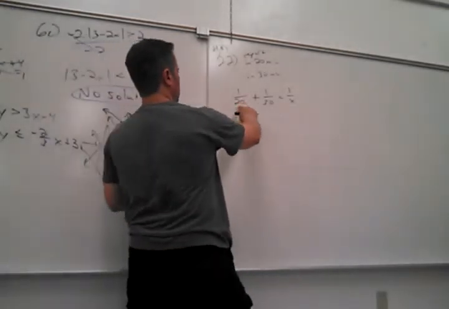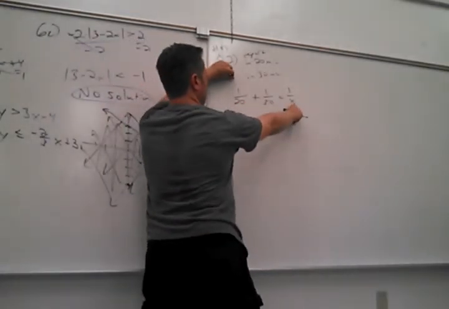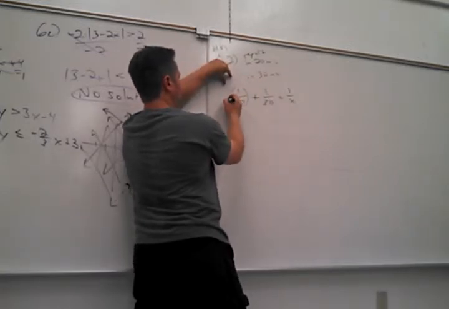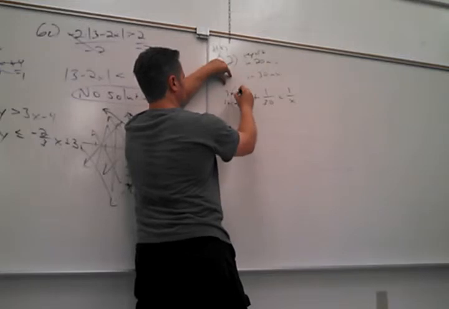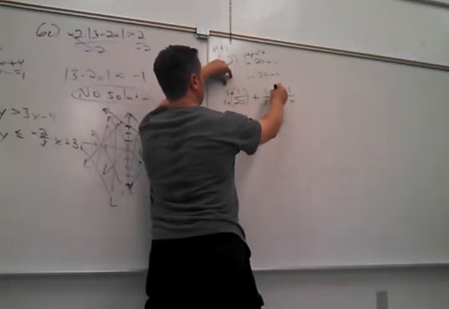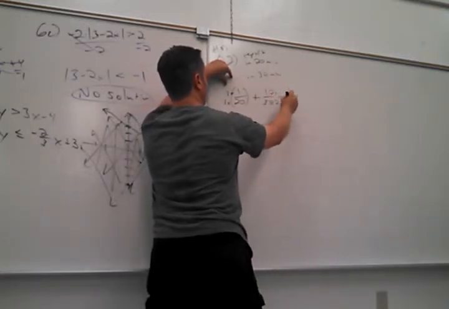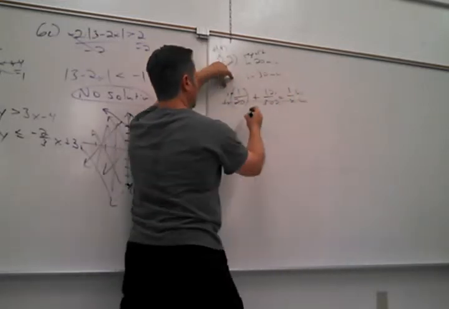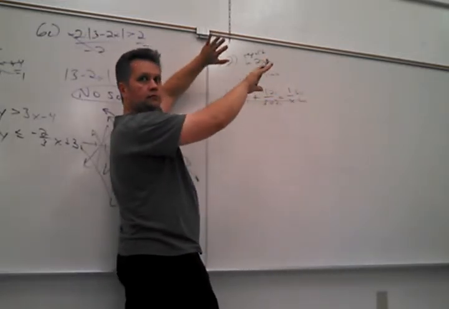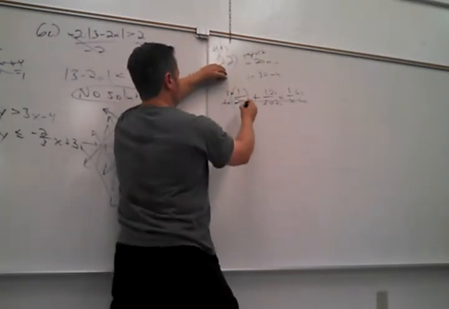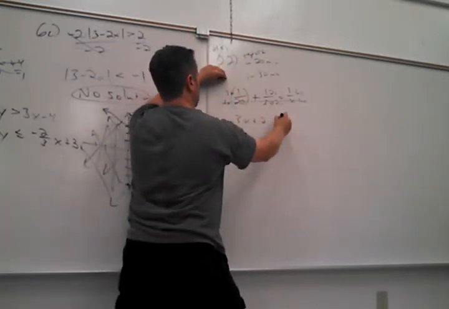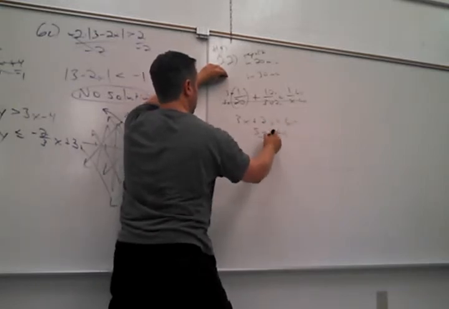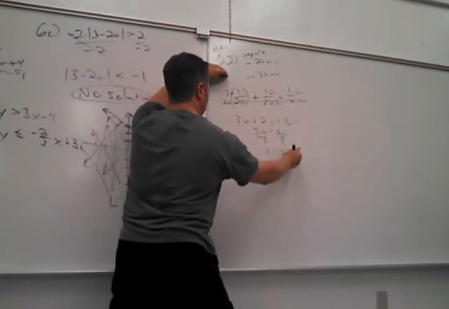So the LCD will be 60X. Then you can multiply this by 3X. This guy needs 2X, and this guy needs 60. So all the bottoms go away now because it's an equation. I can kill them, so I multiply both sides by it. So we get 3X plus 2X equals 60. 5X equals 60. Cool. 12 minutes.